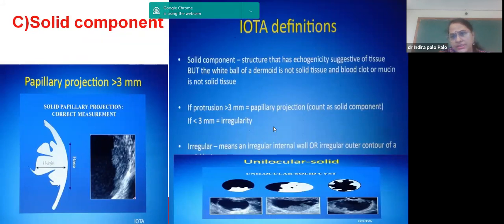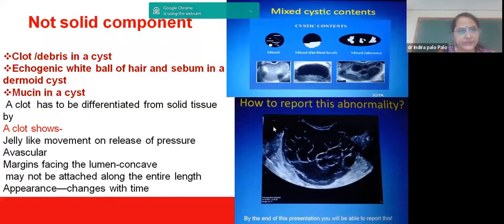So a solid component is a tissue that has a structure and that has echogenicity. In a papillary projection, if the projection is more than 3 millimeters, then it is called a solid mass. And if the projection is less than 3 millimeters, it is called cyst wall irregularity. The papillary projection should be measured from the inner wall of the cyst to the tip of the papilla, and the cyst wall should not be included during the measurement. So if it is more than 3 millimeters, then you consider that papillary projection a solid mass.